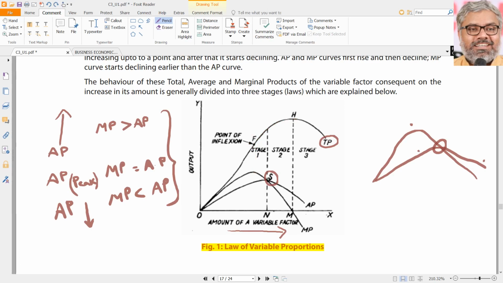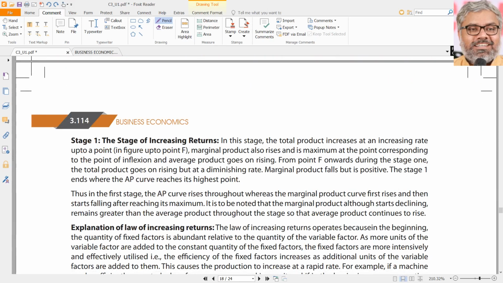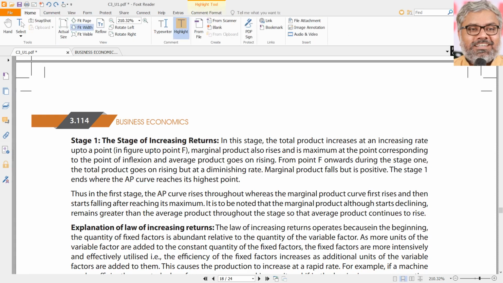But what we should remember is stage 1, stage 2, stage 3. What happens in stage 1, what happens in stage 2, what happens in stage 3. We should observe that very clearly. And that's what is given here also. What are these 3 different stages? The stage 1, the stage of increasing returns.